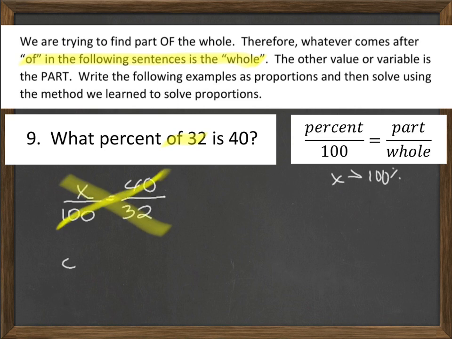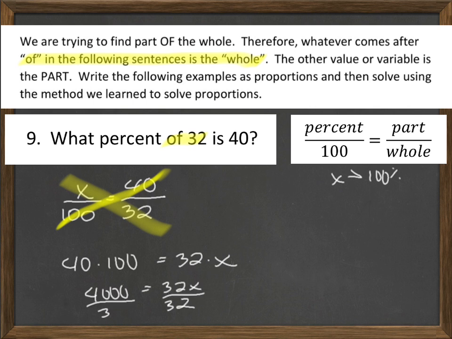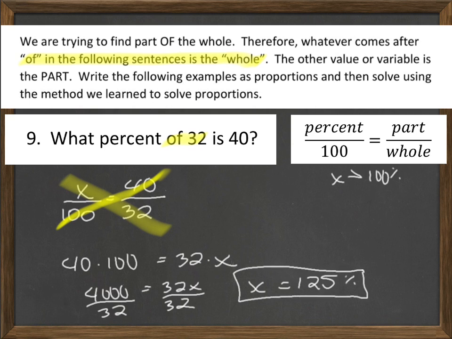All right, so let's go ahead and cross multiply and solve. So we have 40 times 100 is equal to 32 times x. So we have 4,000 is equal to 32x. Then we just divide both sides by 32. And when we do that, we get x is equal to 125. But again, there's one more piece of information I have to add. It's not just 125, it's 125%, because the question says, what percent of 32 is 40? If I were to answer that question in a complete sentence, I would say 125% of 32 is 40.